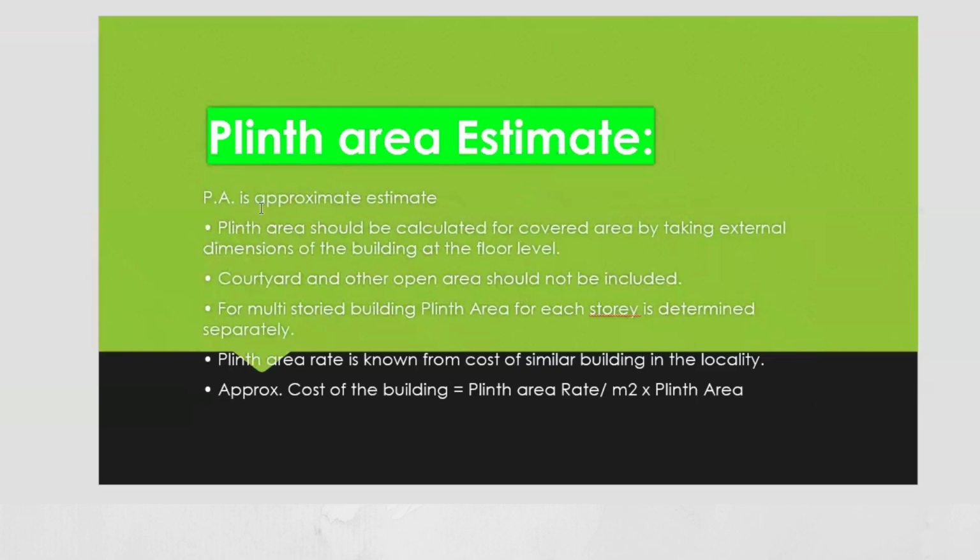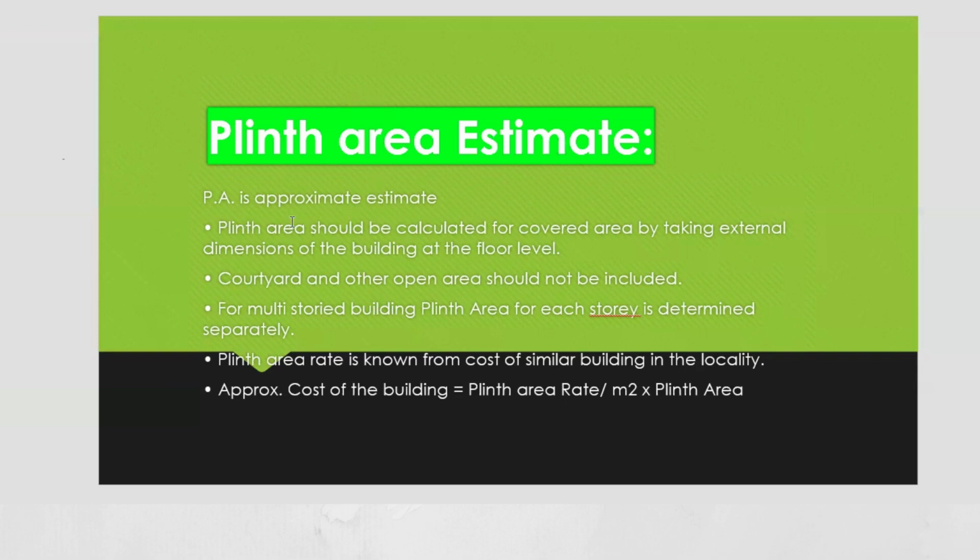Okay, so the second important estimate is nothing but a plinth area estimate. So plinth area estimate is an approximate estimate. Okay, it is a kind of approximate estimate, so you can consider it in the category of approximate estimate, nothing but a preliminary estimate, because preliminary can also be called an approximate estimate.